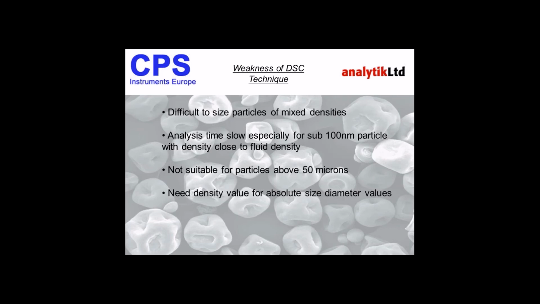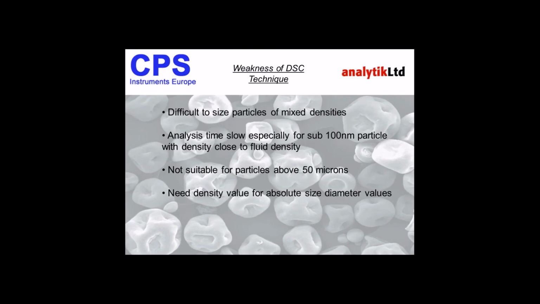And thirdly, a very clever way is to actually run the sample of unknown density using this DCS technique by using two different gradients. So for example, you could run the sample on an 8 to 24% sucrose gradient and then repeat the analysis on a slightly different gradient.